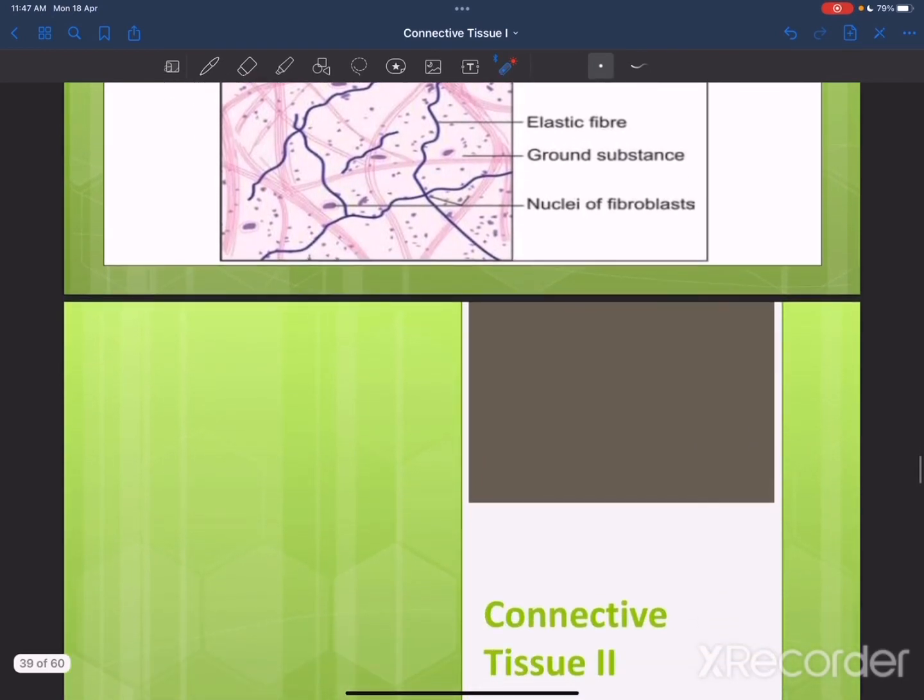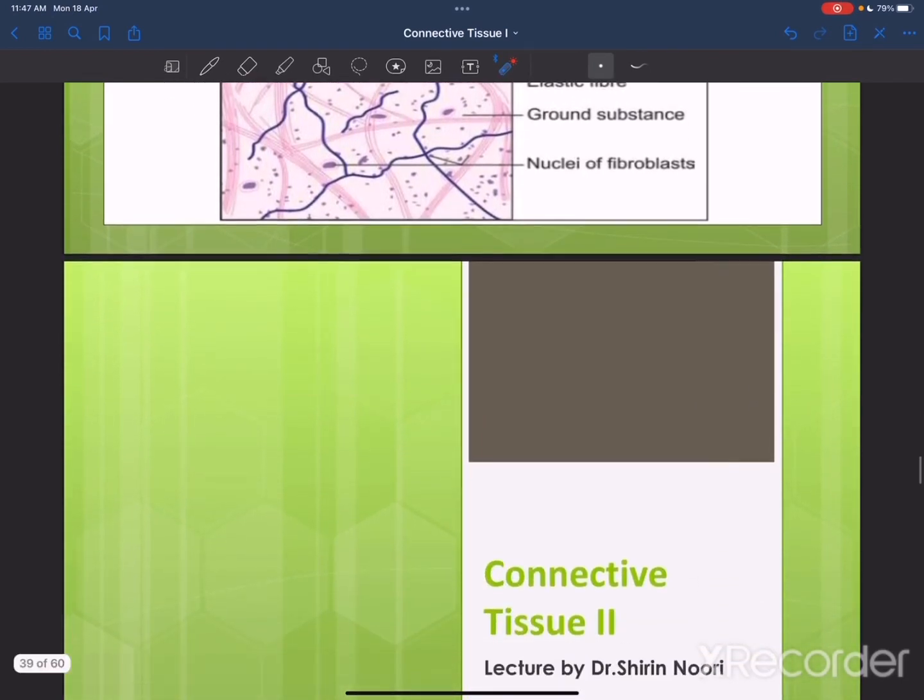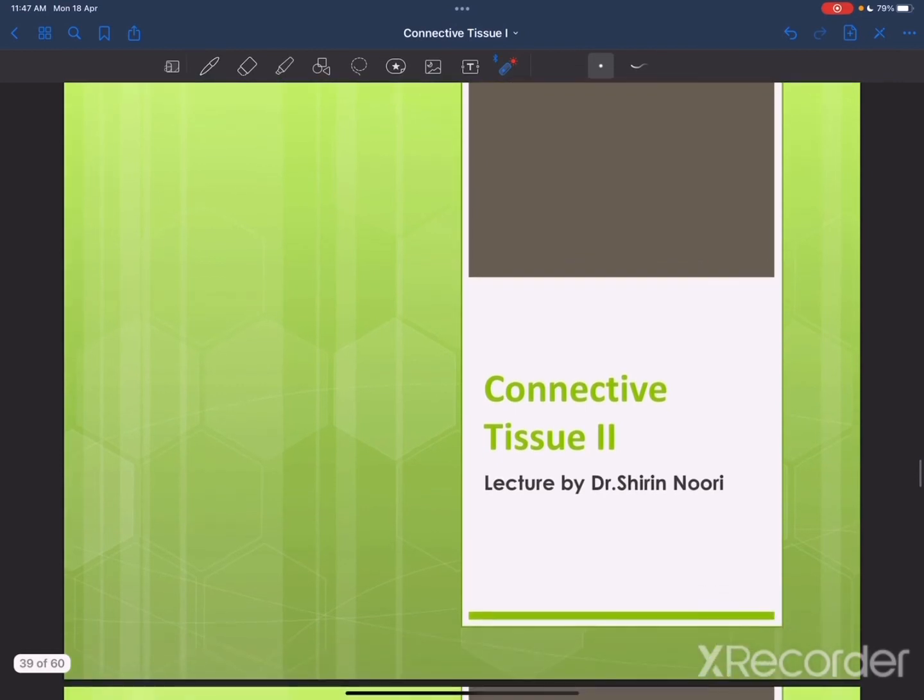So this was our first lecture. You can have a rest and we will continue with the second part of the connective tissue.